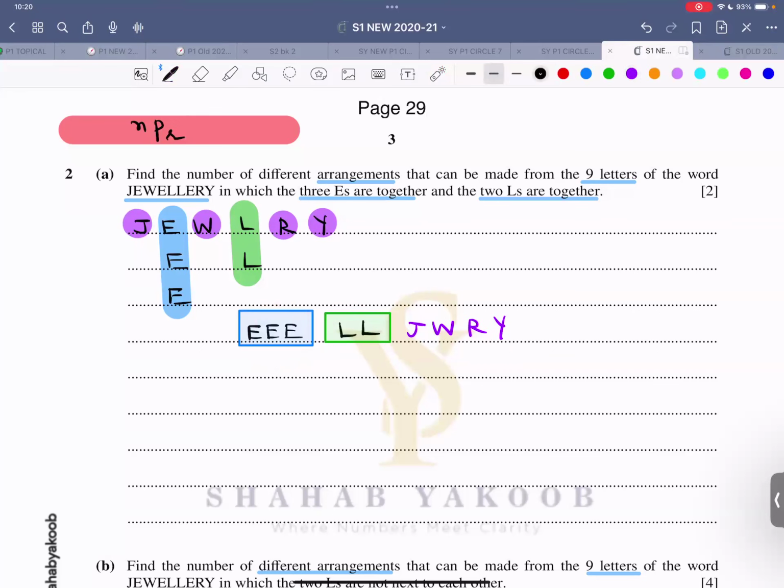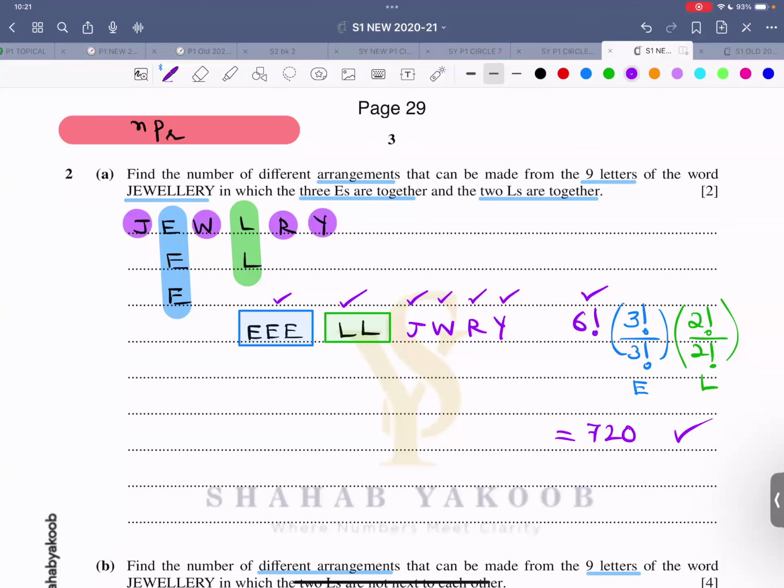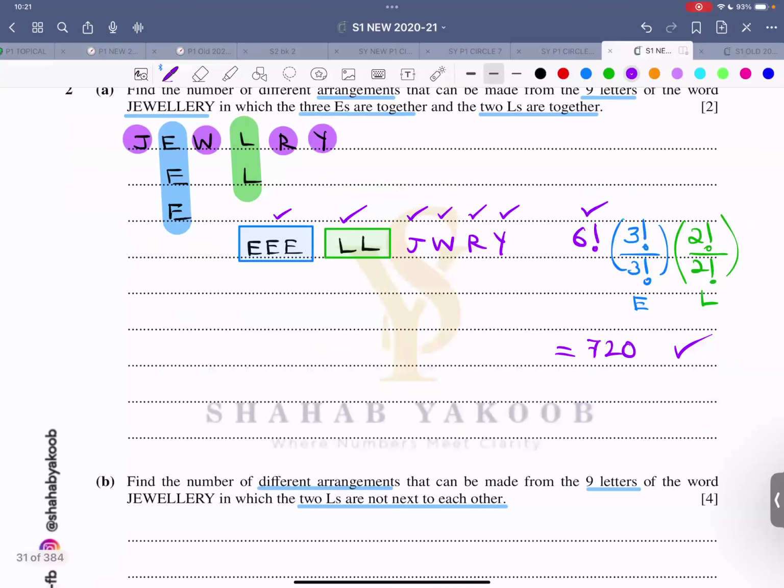So now, first of all, let's focus on this. That is 1, 2, 3, 4, 5, 6. That is 6 factorial. That is the first thing. If I focus on the blue box with the 3 E's, it should be 3 factorial divided by 3 factorial because they are identical E's. If I focus on the L's, that should be 2 factorial divided by 2 factorial for the L's. So what am I left with? I'm simply left with 6 factorial, and the value of 6 factorial is 720. That is the answer for this particular part. All good, all clear?